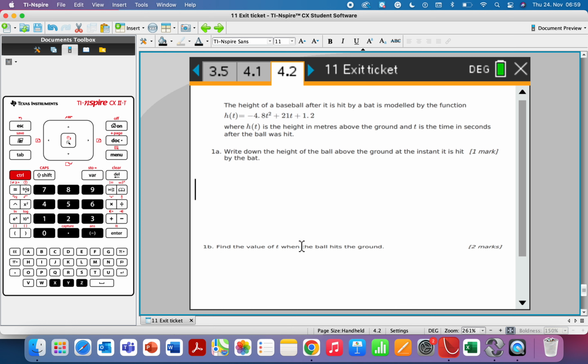Find the value of T when the ball hits the ground. Well, if the ball hits the ground, the height above the ground will be 0. So this is part A, make T equals 0, and part B, make the height equal 0. So the best thing to do would be to go ahead and plot a graph.